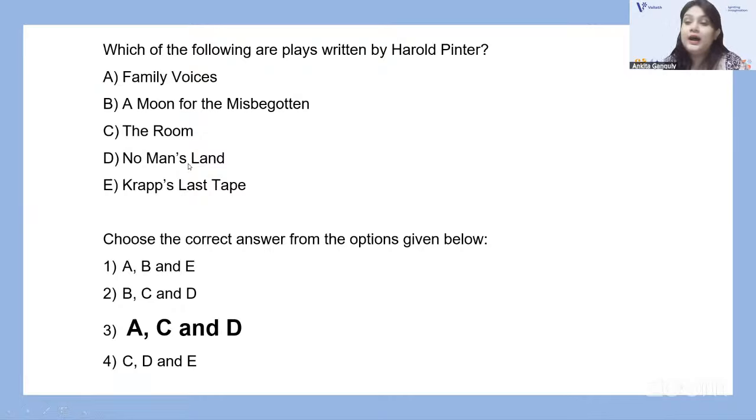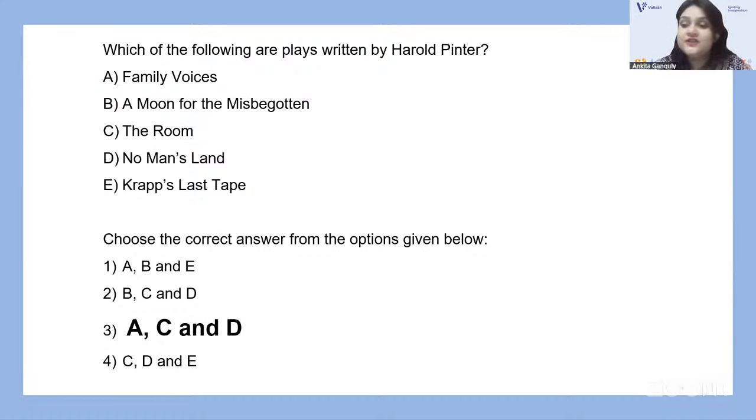Tell me, plays of Harold Pinter are called as dash. Yes, his plays are known as comedies of menace.